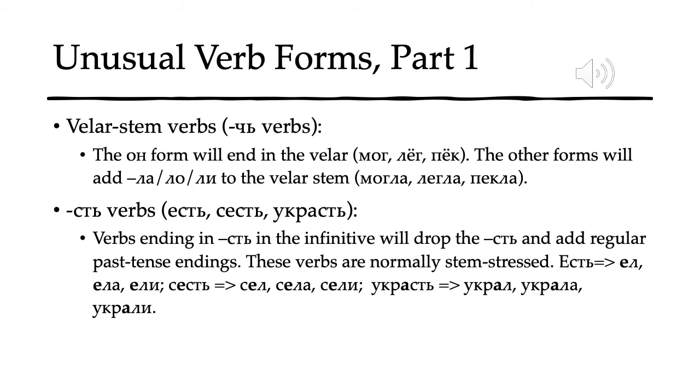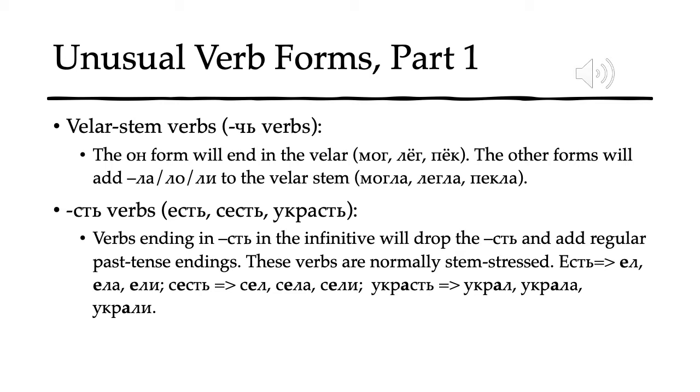So that was the really simple way to form the past tense for almost all verbs, but there are a few unusual verb forms that we need to keep our eyes open for. So let's start with velar stem verbs. Remember that velar stem verbs are those that end in чь in the infinitive, and then they will have a velar and a husher show up in the non-past form. So мочь, for example, becomes могу, можешь. Могу with this г velar, and then можешь with this ж husher.